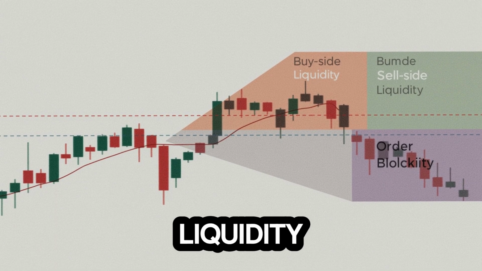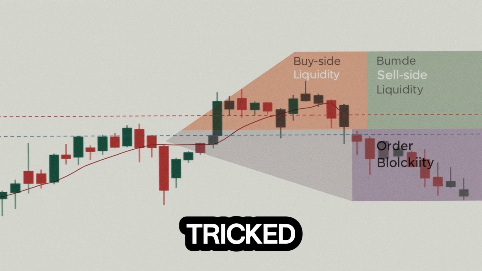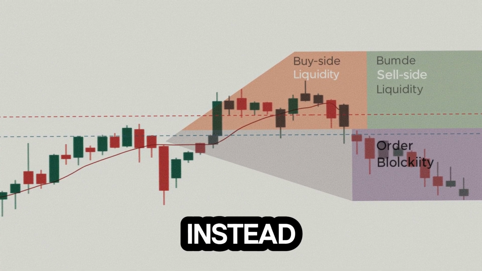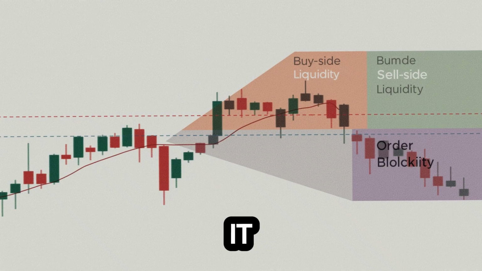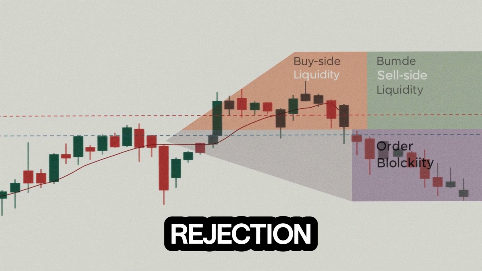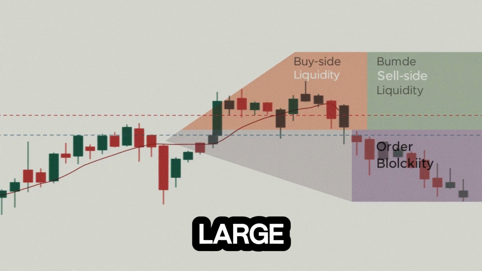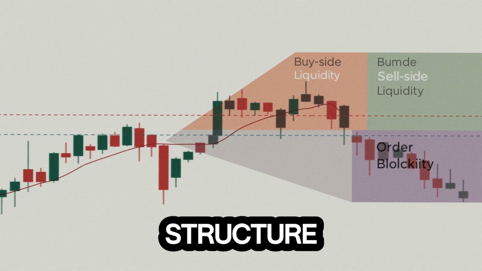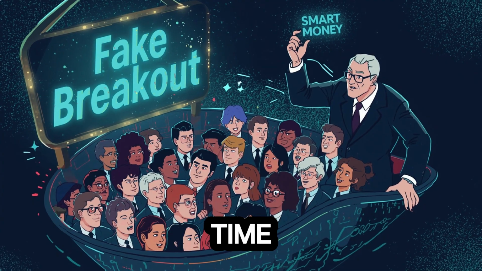3.10. How to avoid liquidity traps. Here's how to avoid getting tricked. Trap: placing SL right under support. Instead, place it below obvious liquidity. Trap: entering a breakout without confirmation. Instead, wait for rejection or retest. Trap: chasing price after a large candle. Instead, enter only after structure confirms. Trap: trading without checking time. Instead, know when the session starts.